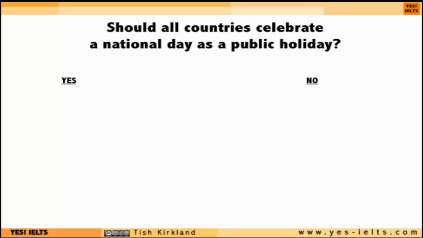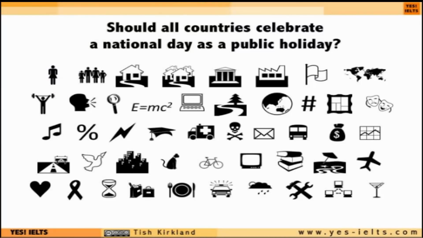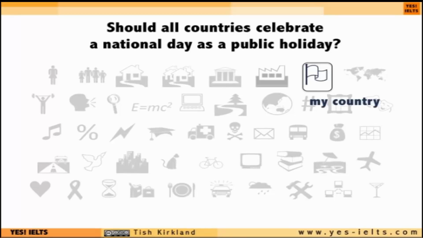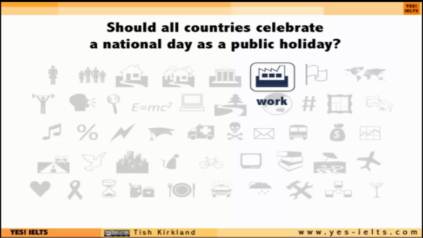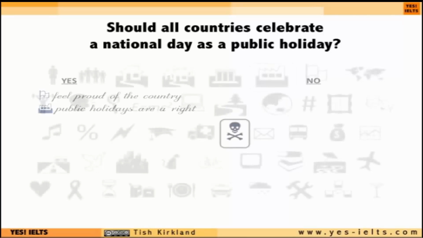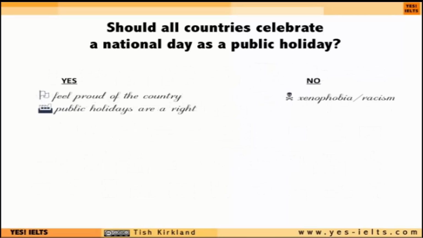So here is my yes-no question and my columns for my lists. And this is what is in my head when I'm brainstorming. I pick out the subject areas that relate best to my topic and my question, and I note these ideas down in my lists.